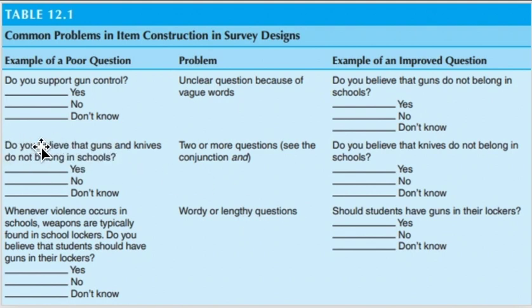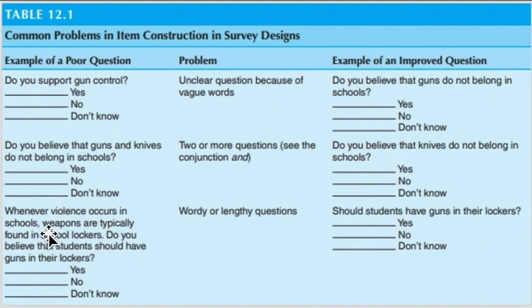Sometimes you might have multiple ideas. Do you believe that guns and knives do not belong in school? Right? The only way that you would say yes is if you think both of them. If I think that knives are okay but guns aren't, then I say no. If I think guns are okay and knives are not, then I say no. If I think both guns and knives are not okay, I say no. Right? So I want to separate that out into different questions.